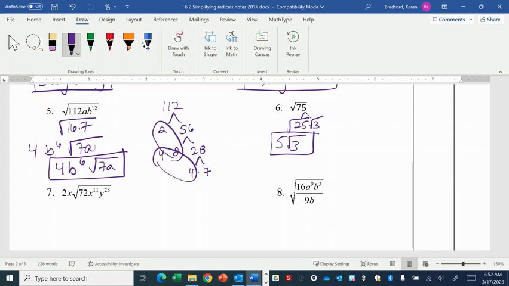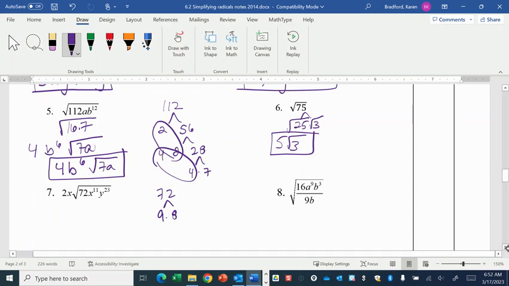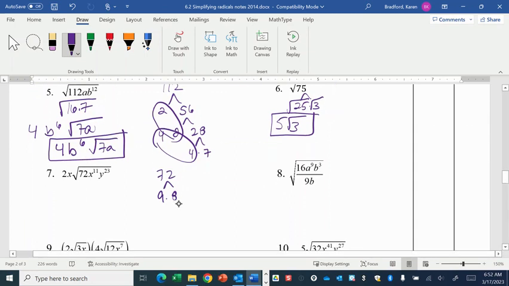All right, 72. There's lots of ways to break up 72. A lot of students are tempted to say 9 times 8, which is true, except 8 has a perfect square factor. 8 is 4 times 2. Now we know that a perfect square times another perfect square will get us a perfect square. So 9 times 4 is 36. So really, 72 is 36 times 2. So I'm going to take 36 times 2.